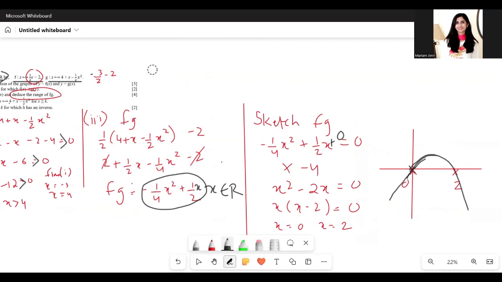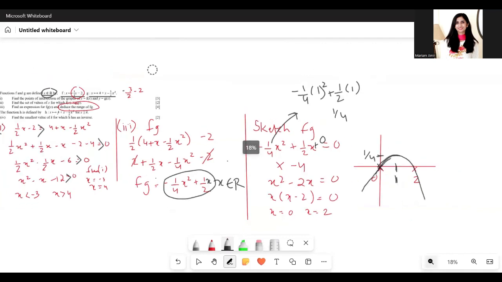And now this is where the curve peaks. That is where x is 1. And when x is 1, this becomes -1/4 times 1 squared plus half times 1. So negative quarter plus half is going to be a quarter, 1/4 or 0.25. So this is 1/4. So the maximum value this graph takes is 1/4. So the range of fg is going to be fg is less than or equal to 1/4.